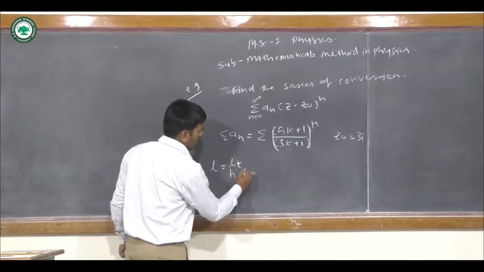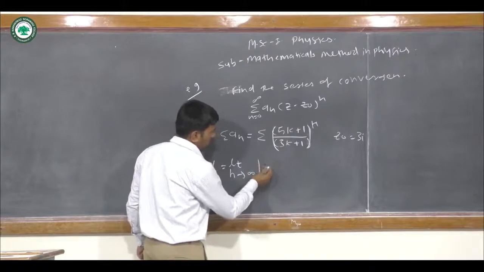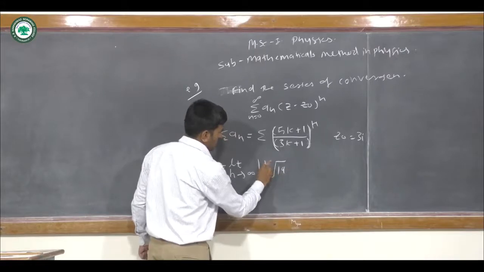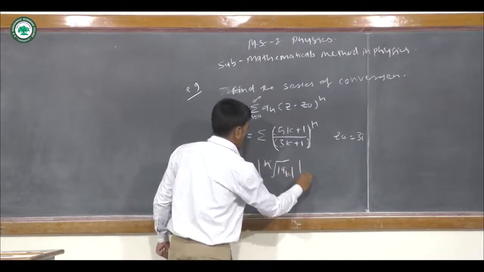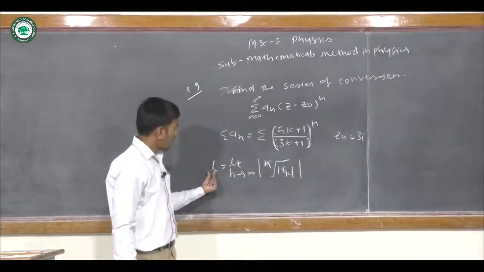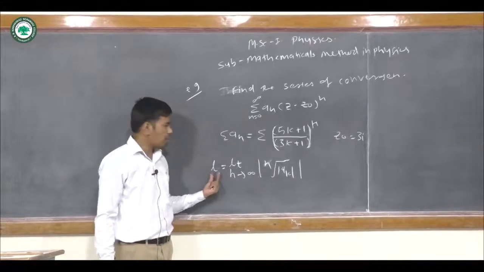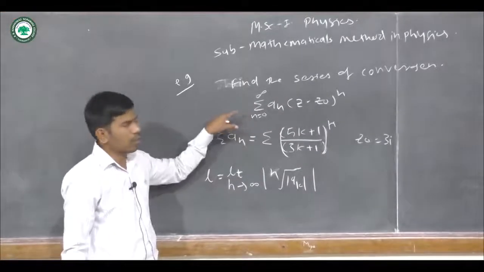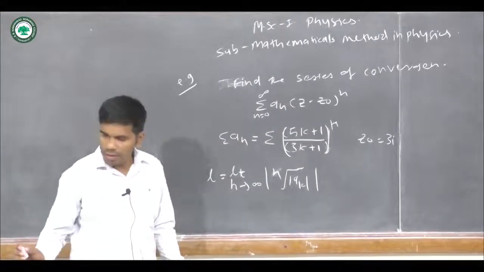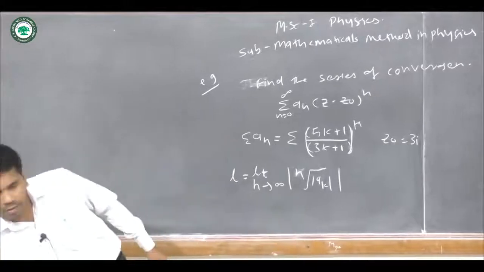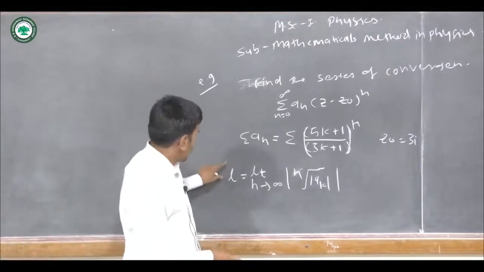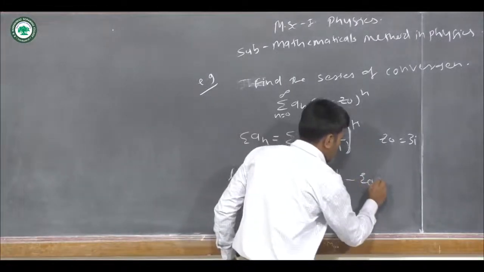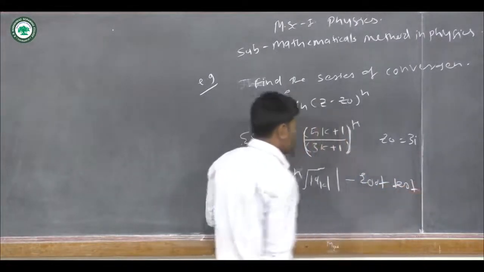The definition of the root test: L is equal to limit n tends to infinity of mod a_n under root n. So if this L is greater than 1, less than 1, or equal to 1, then we can find out whether the series is convergent or not. Okay, so I am just using this root test.